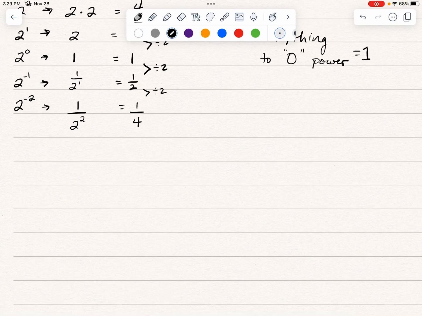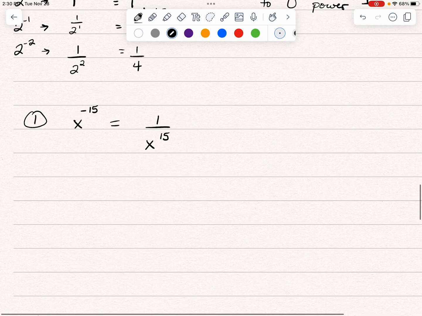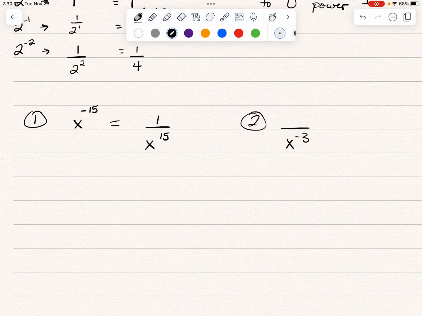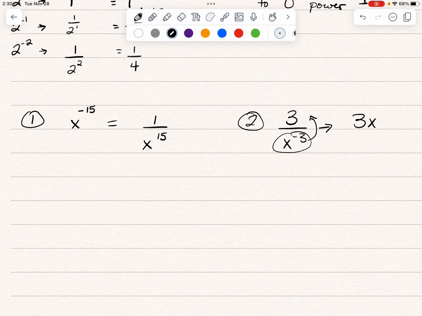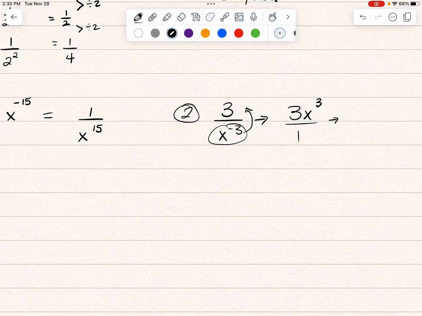So our negative exponent rule tells us, if we have, for example, x to the negative 15 power, then the answer is just going to be 1 over x to the positive 15. And likewise, if we have a negative exponent in the bottom of our fraction, it's going to flip up into the top of our fraction. So this would be 3x to the positive 3, over 1. You don't have to put the over 1, but we could.